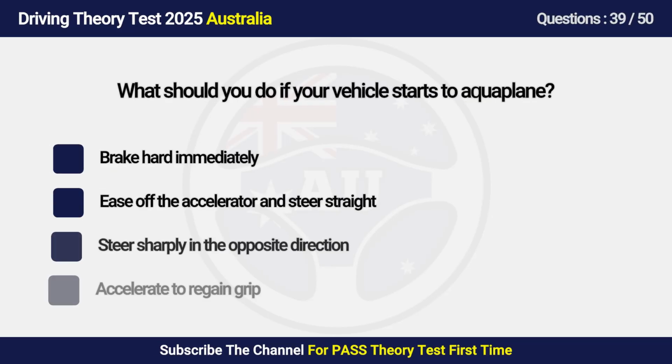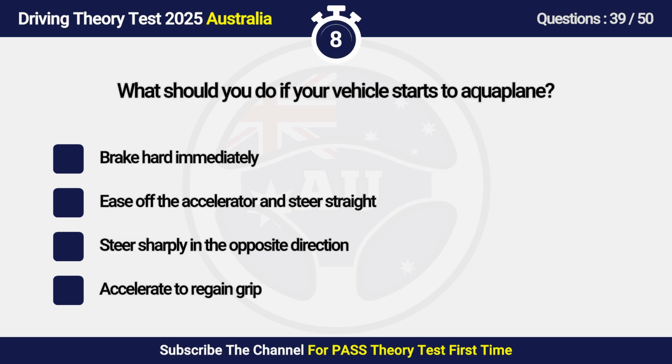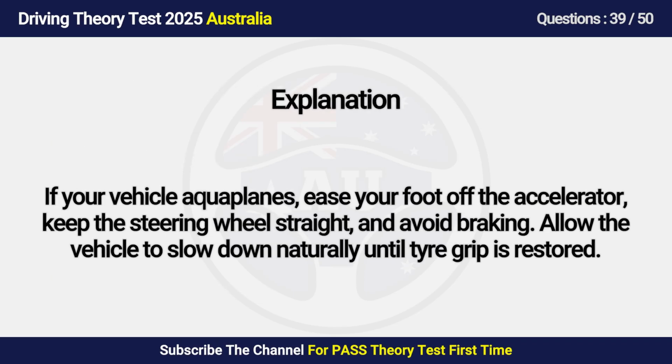Question 39. What should you do if your vehicle starts to aquaplane? A. Brake hard immediately. B. Ease off the accelerator and steer straight. C. Steer sharply in the opposite direction. D. Accelerate to regain grip. Answer is B. Ease off the accelerator and steer straight. If your vehicle aquaplanes, ease your foot off the accelerator, keep the steering wheel straight, and avoid braking. Allow the vehicle to slow down naturally until tire grip is restored.